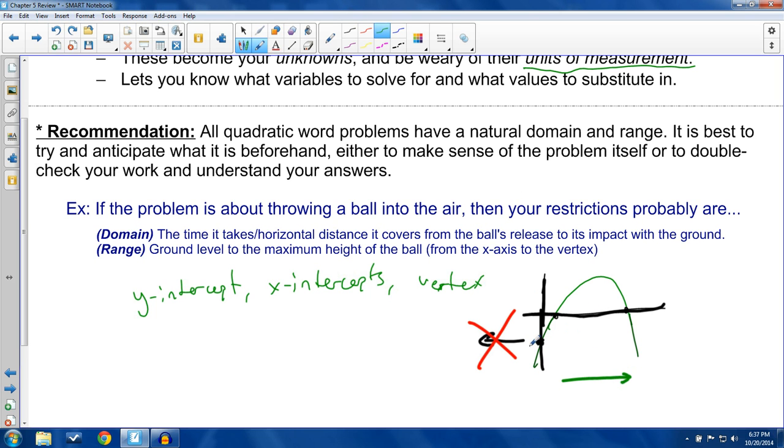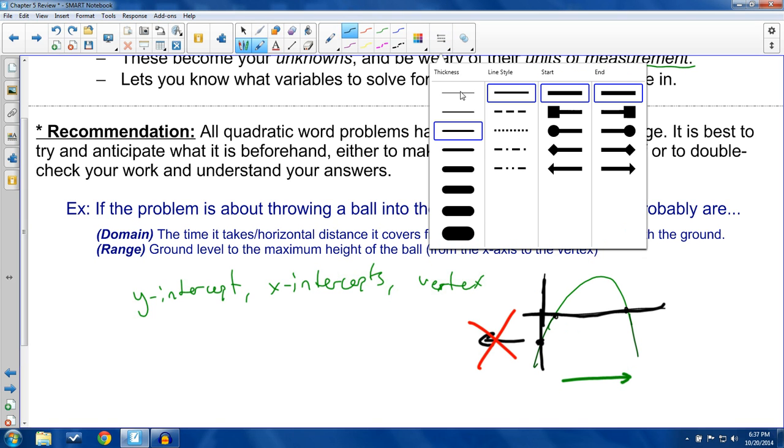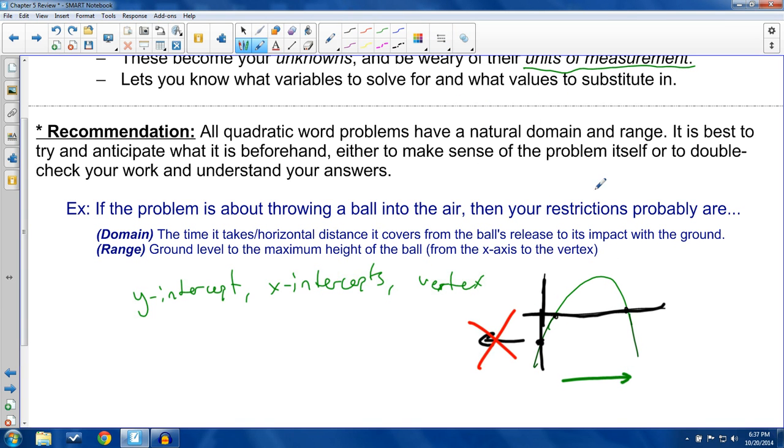Okay? So there are a lot of different instances where you want to say, I know what the question's asking, and I understand that there's a natural domain and range happening. So like I said with the ball, the domain is the time it takes from the ball's release to its impact with the ground, and its range might be from ground level to the maximum height of the ball. So your range means how low can it get, how high can it get. And that's good to know.